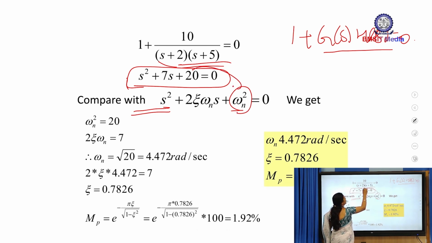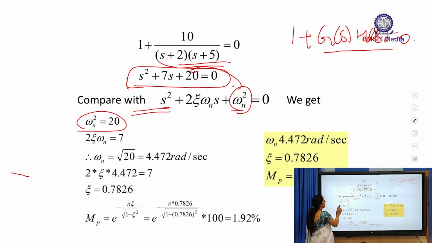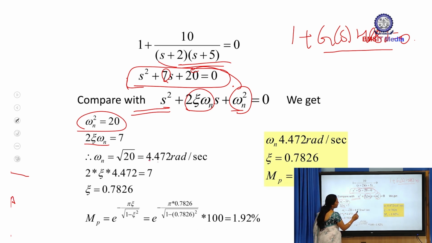So from this equation, this is equivalent to this. What is omega n square equal to? Omega n square is equivalent to 20. Now let us compare this 7 with this 2 zeta omega n. So 2 zeta omega n is equal to 7. Now from this I want omega n. So omega n will be equal to root of 20. How much is root of 20? 4.47. And what is the unit? Always, natural frequency omega will be measured in radians per second.